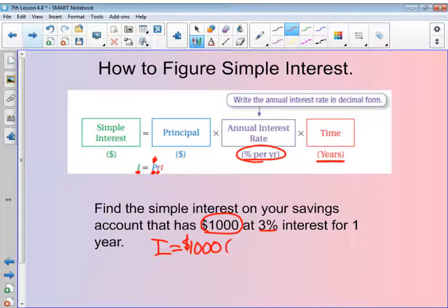So times 3%. I'm going to go ahead and write that as 0.03 so I don't forget later. And then times the amount of time. Our amount of time was 1 year, so times 1 year. To figure out my interest, this is just how much money I'm getting paid for that $1,000. I'm going to go ahead and punch in 1,000 times 0.03 times 1.